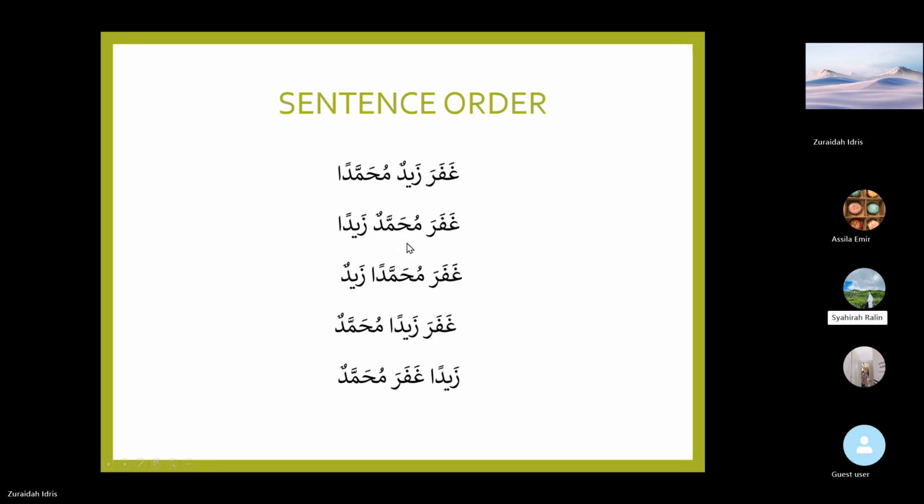Muhammad forgive Zaid. Yes. And Sister Sultana, how would you say this one? Zaid forgive Muhammad. Yes. Sister Asila, this one? Muhammad forgive Zaidan. Yeah, Zaidan. So we're getting the hang of it, right? And the final one is, who can do this one? Sister Sophia, try this one, the last one.